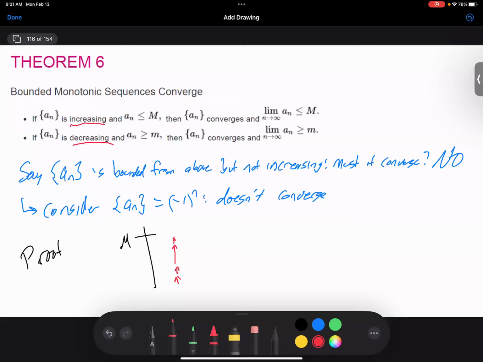So, if this is where A1 is, this is A2, this is A3, this is A4, I can look at how much more they're all moving. And the amounts that I'm increasing have to be tending to 0. Clearly, since every term is less than or equal to M, there's no way A_n can converge to something above M. And so I claim that there has to be some number that it's getting closer and closer to.